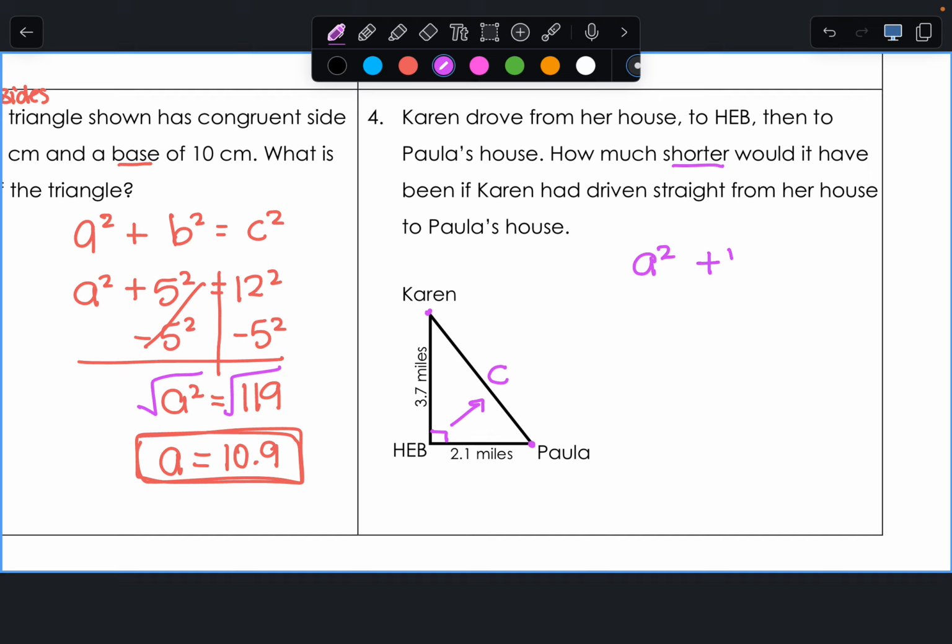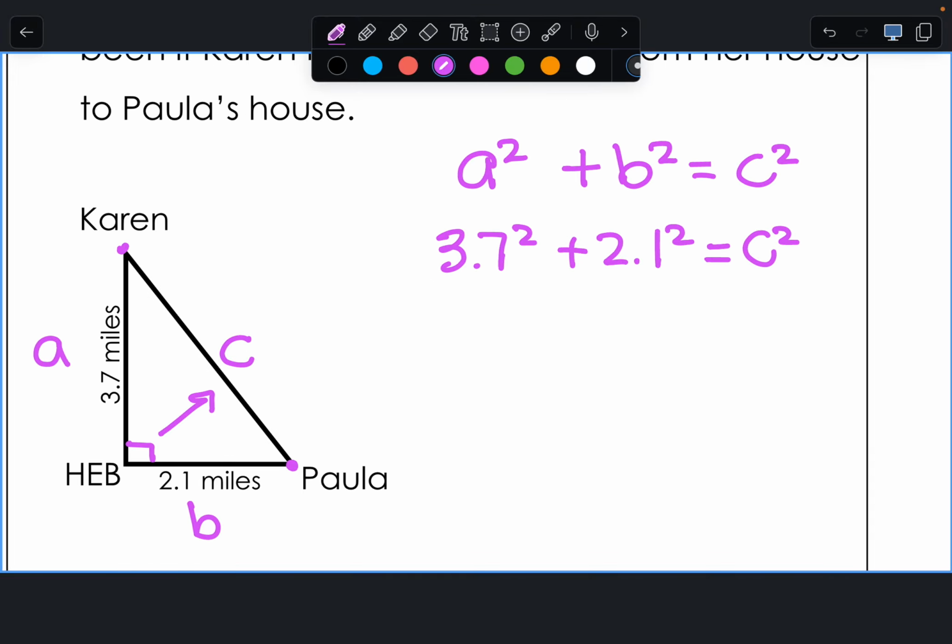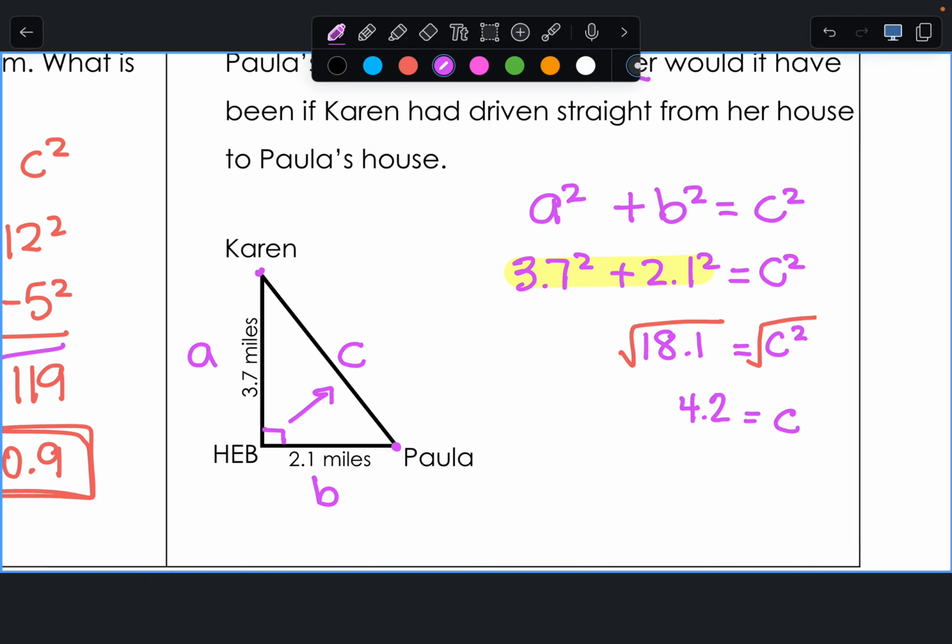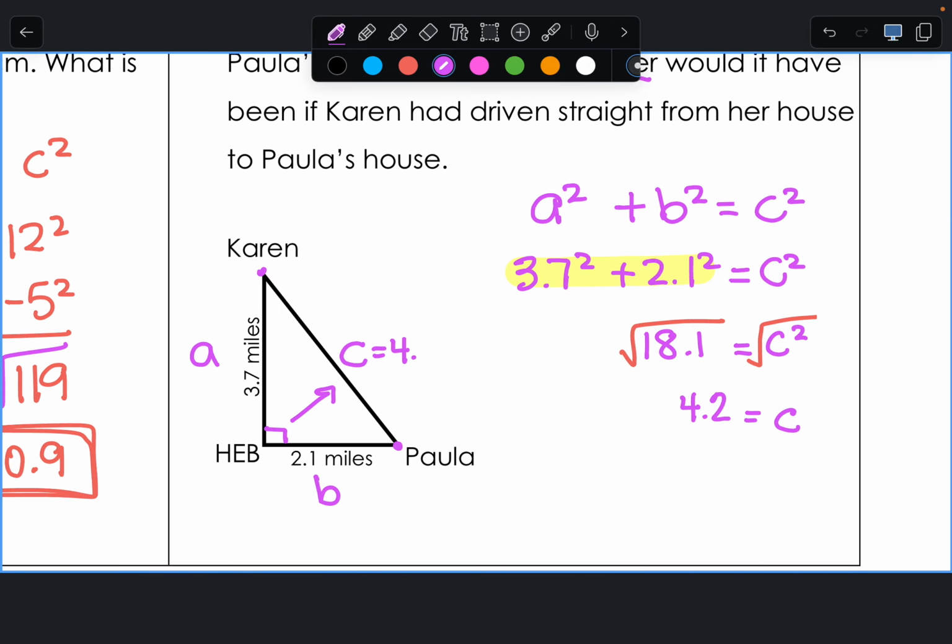A squared plus B squared equals C squared. A, B. 3.7 squared plus 2.1 squared. What do you get when you add 3.7 squared plus 2.1 squared? 18.1. Good. But don't forget you still need to square root it. So how long is the short way? 4.2? Okay. So this is 4.2, but we haven't answered the question, right?